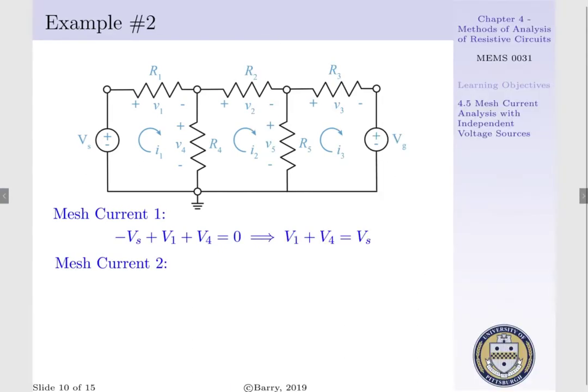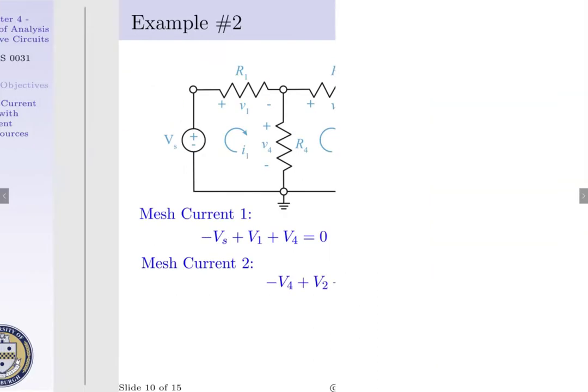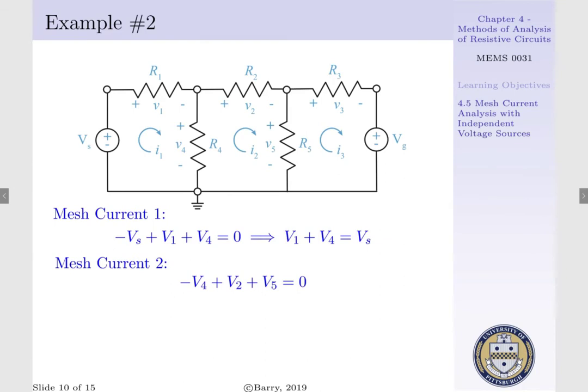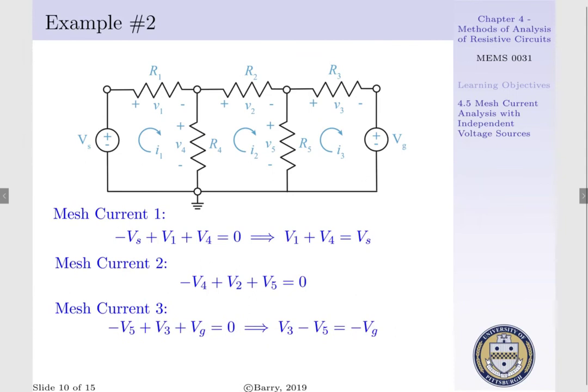Looking at loop 2, we'd enter the negative terminal of our resistor. We'd have minus V4 plus V2 plus V5, and this should be equal to 0. Last but not least, looking at loop 3, we'd have minus V5 plus V3 plus Vg is equal to 0, or we could say V3 minus V5 is equal to minus Vg.